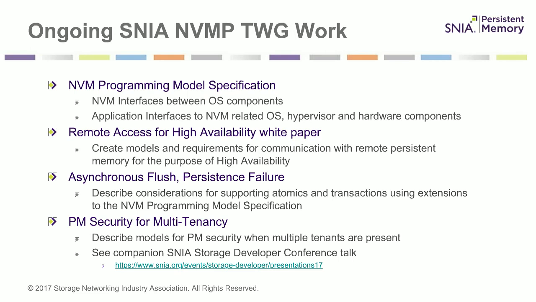And can we have multi-path between the processors and those devices so that if something fails, we still have an alternate route to the data? That's something that we've done a white paper on.